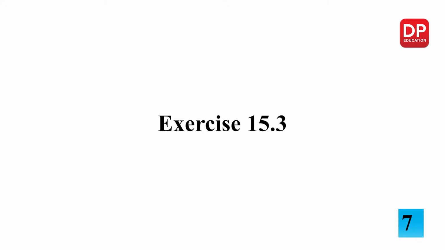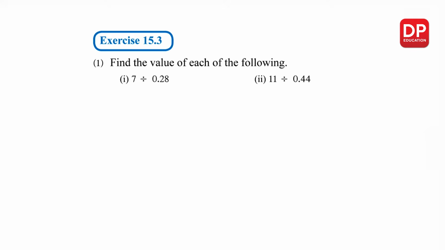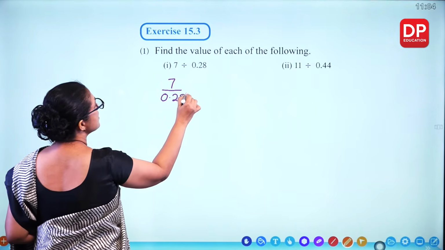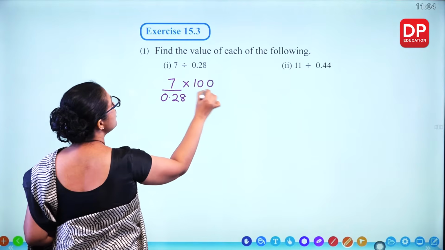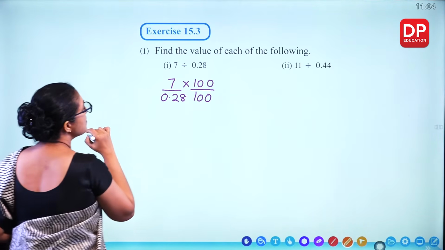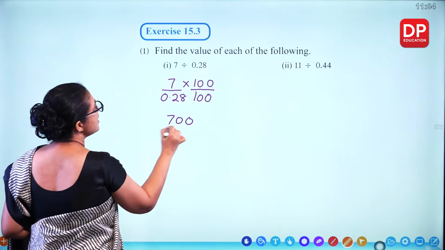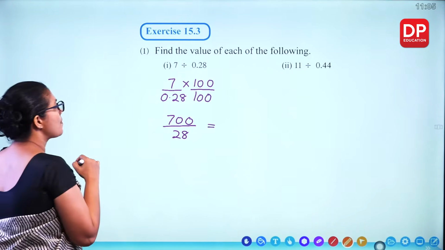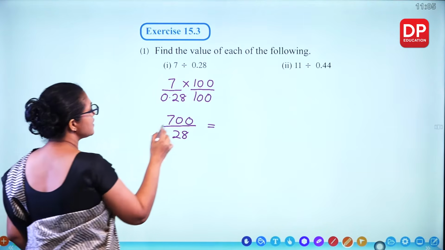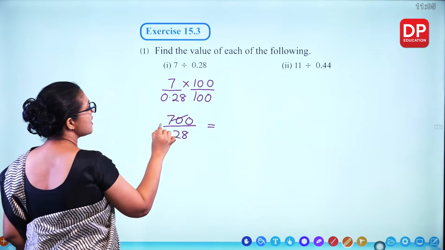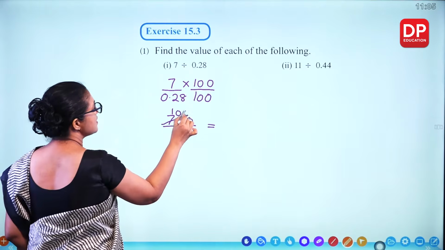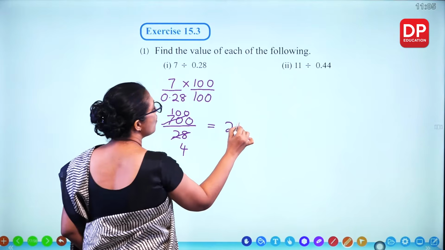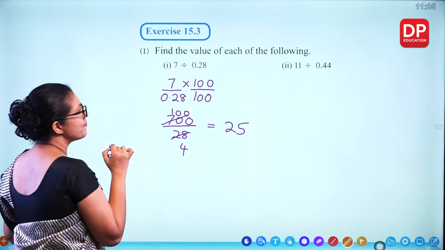Exercise 15.3. Find the value of each of the following. 7 divided by 0.28. Multiply by 100 both the numerator and the denominator. You get 700 divided by 28. So you can divide by 7 first or do long division. Here I can divide by 7. 100 is there, 7 times 4 is 28. 100 divided by 4, you get 25.